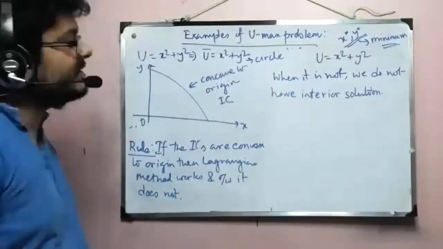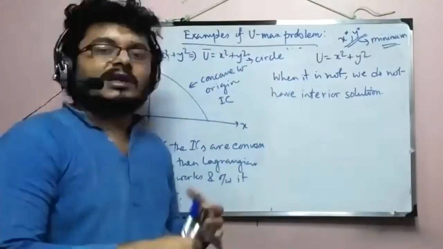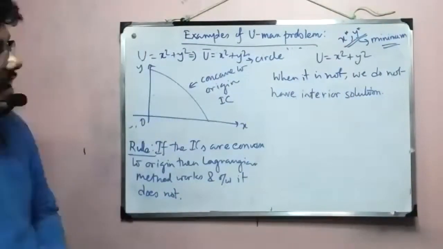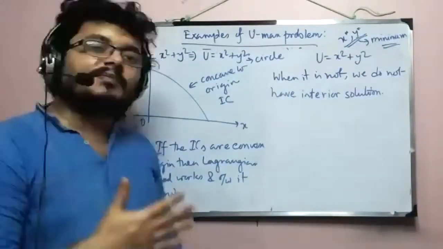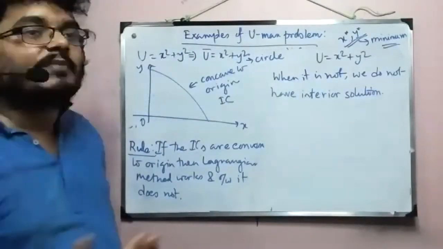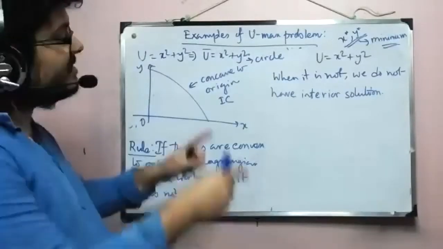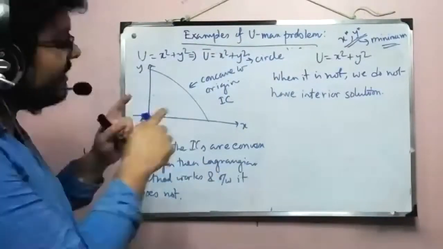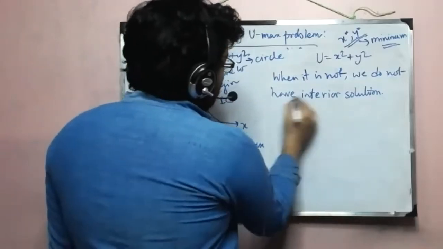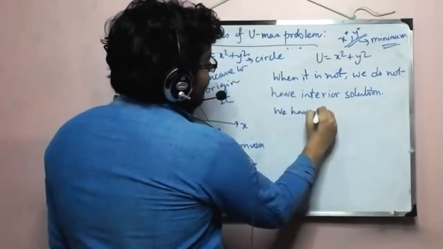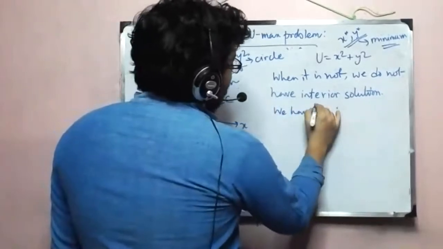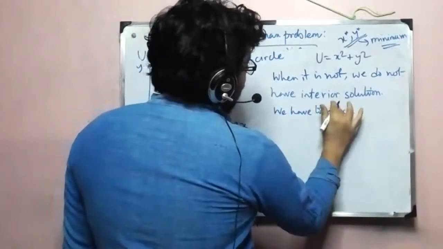Remember the differential calculus that I have studied. When I'm looking for an optimum point, that is maximum or minimum, either it will be at a point where first order becomes 0, or it will be at the boundary point. So since it is not at the point where FOC holds, obviously it is not an interior solution. So we have to check the boundary points.